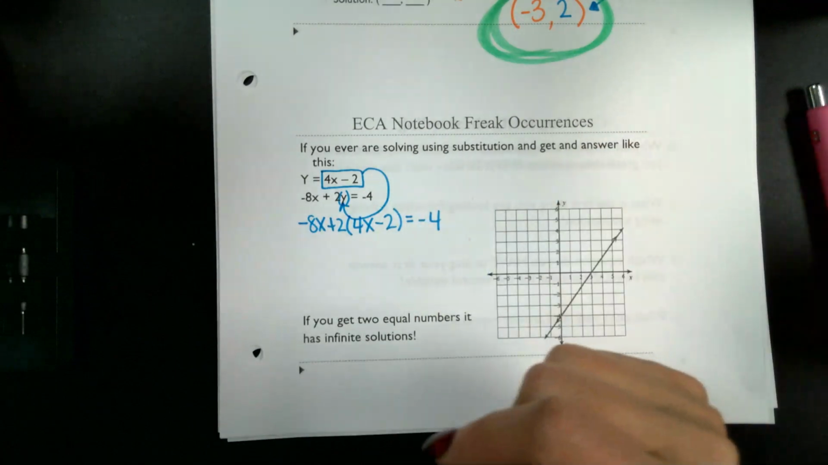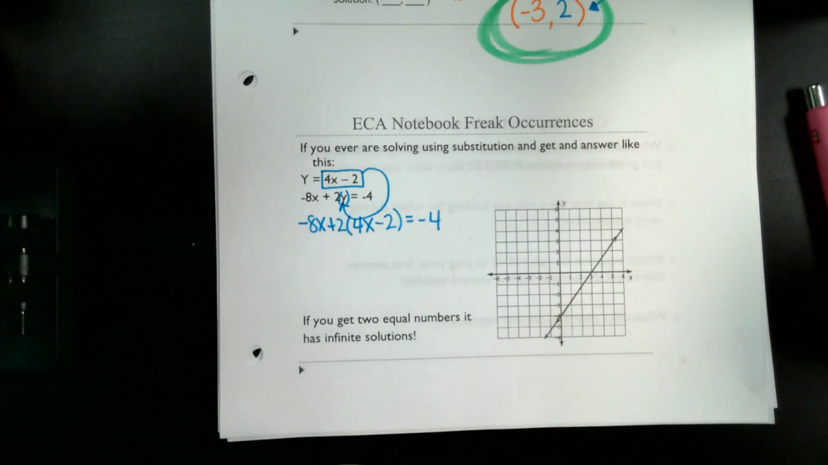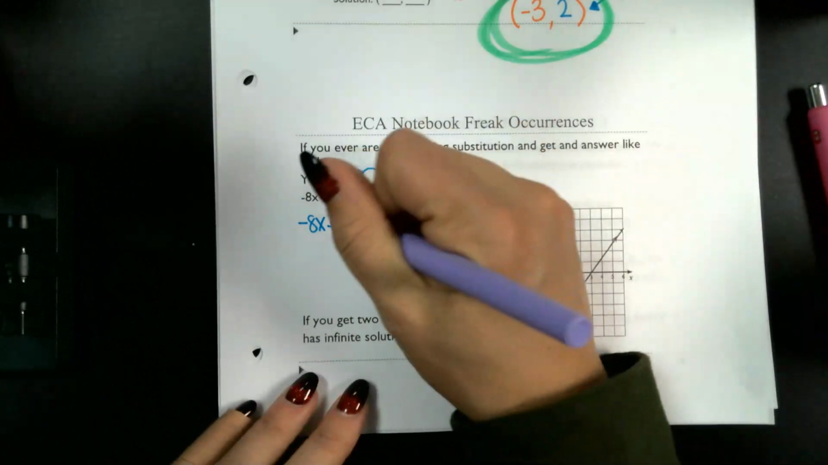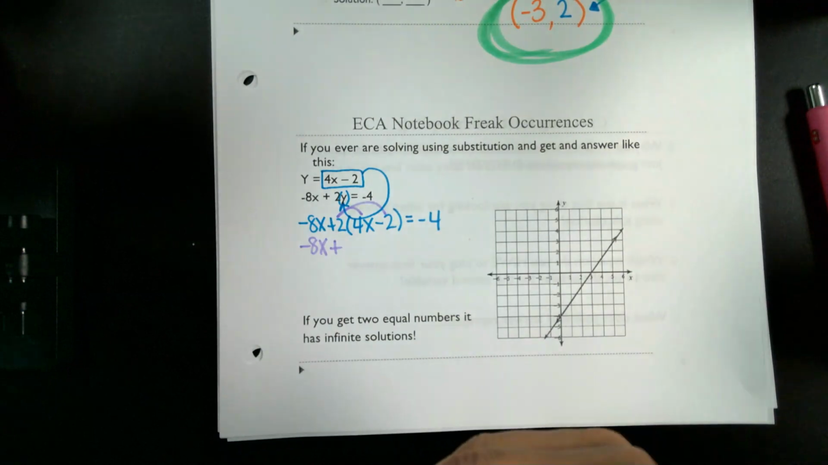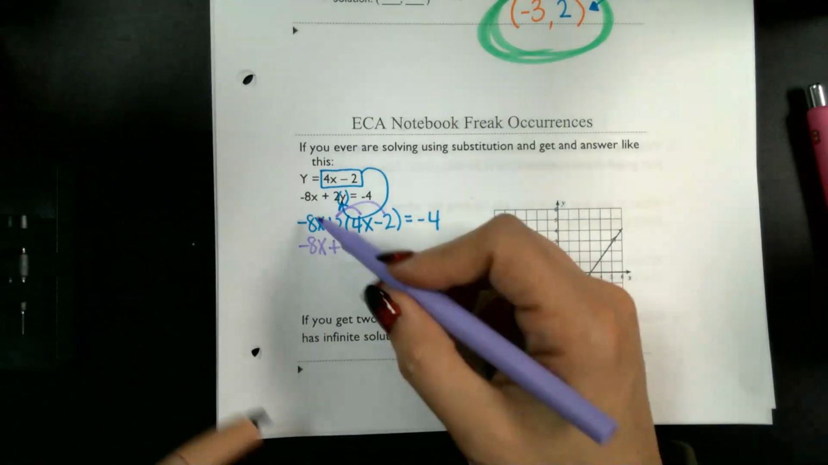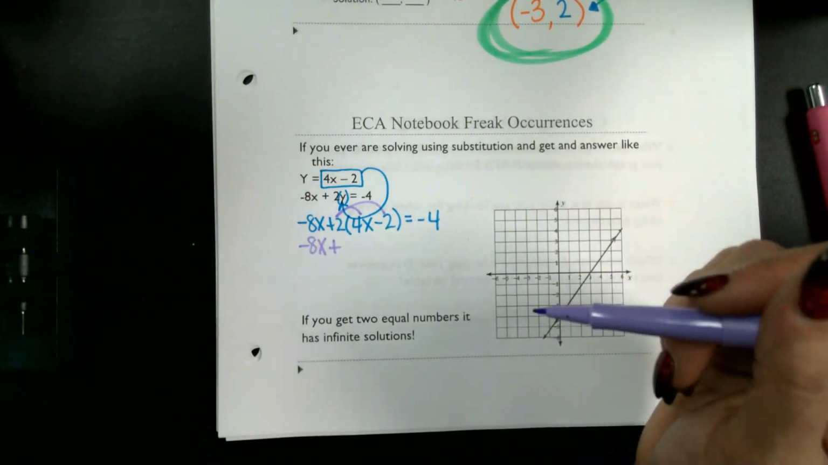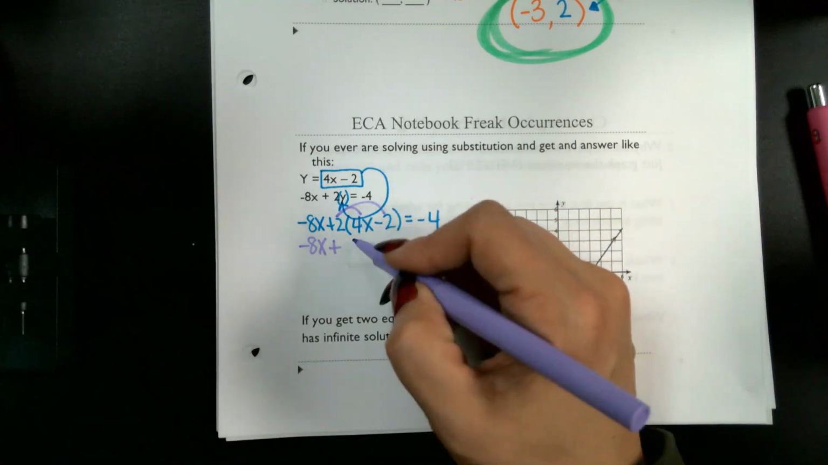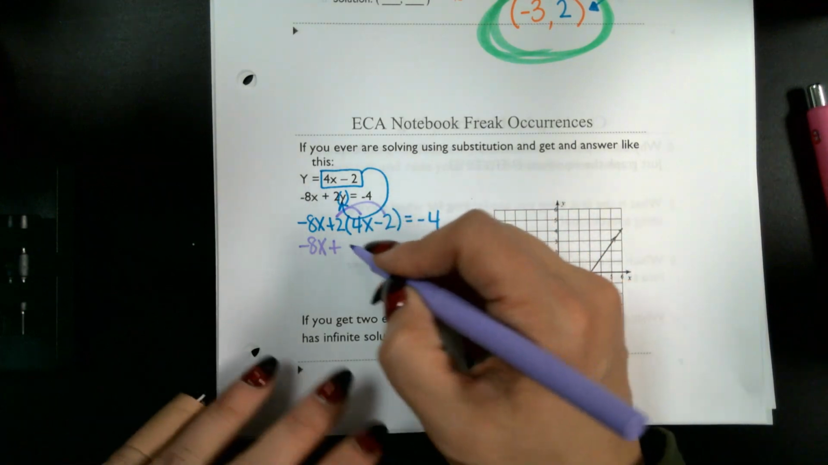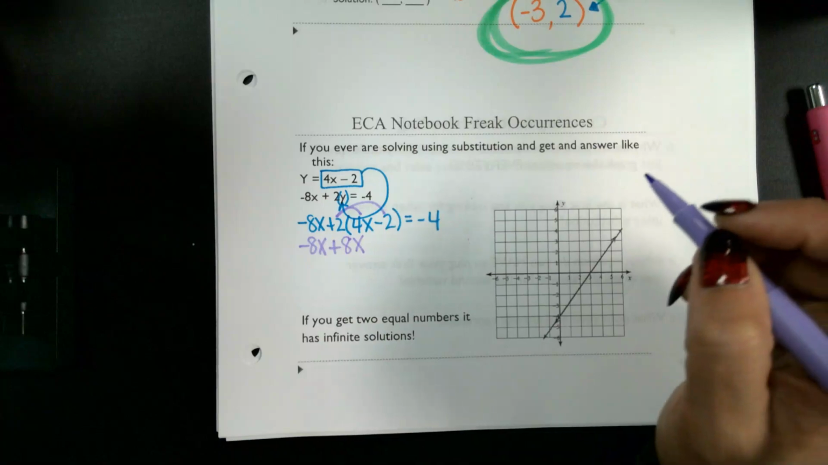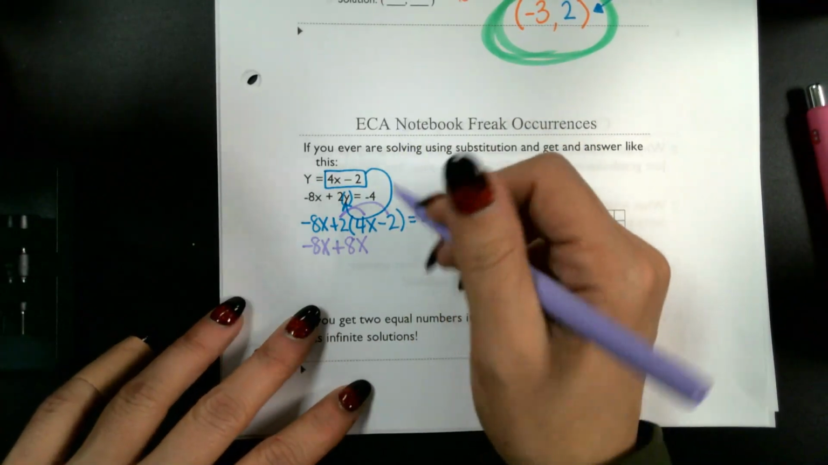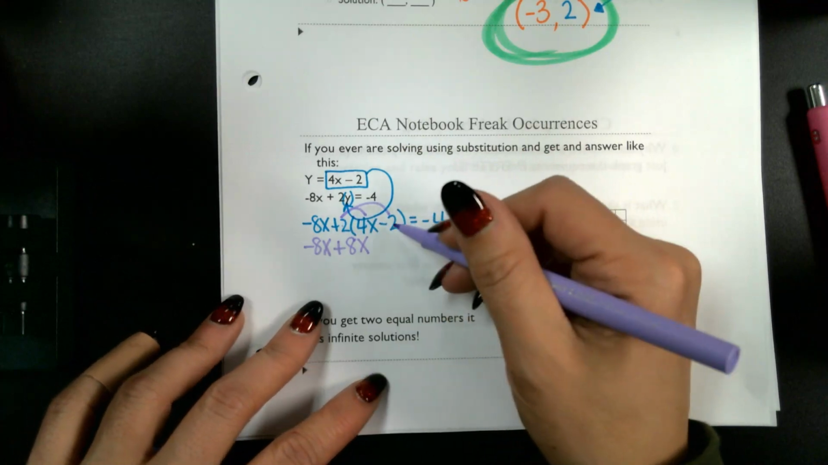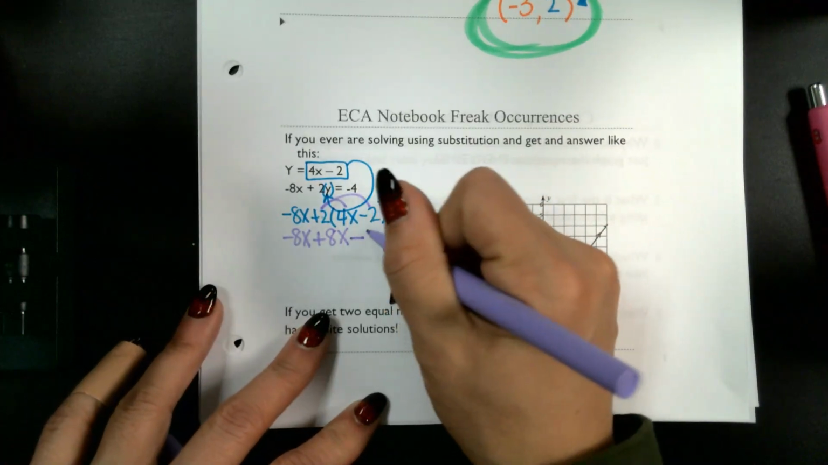So now, what are we supposed to do since we've plugged in that expression? Distribute. So negative 8x plus, yeah, I brought down the negative 8x out front. So you were a step ahead. 2 times 4x is 8x, and 2 times negative 2? 2 times negative 2, negative 4.